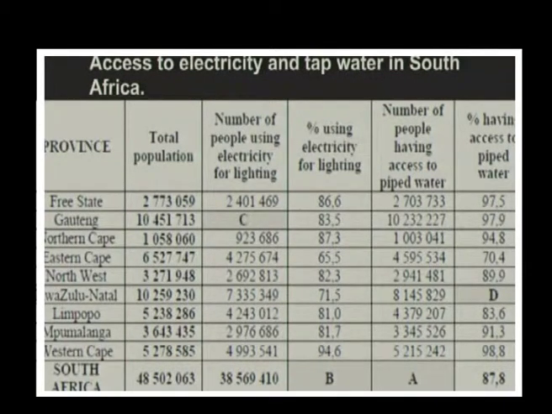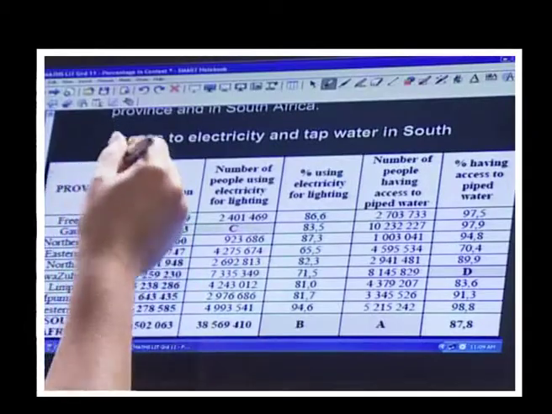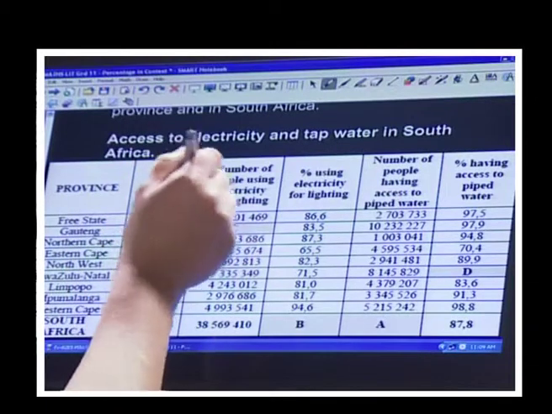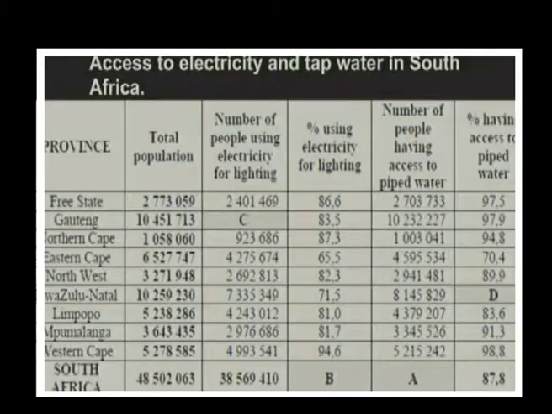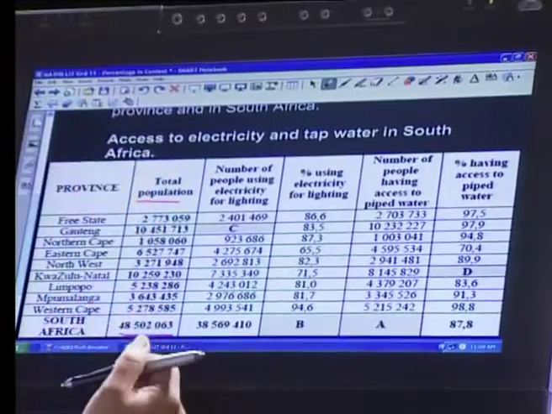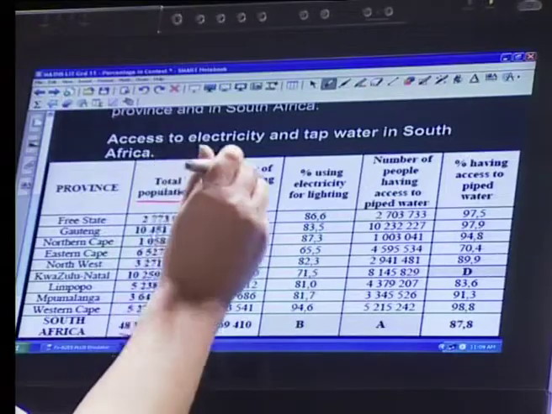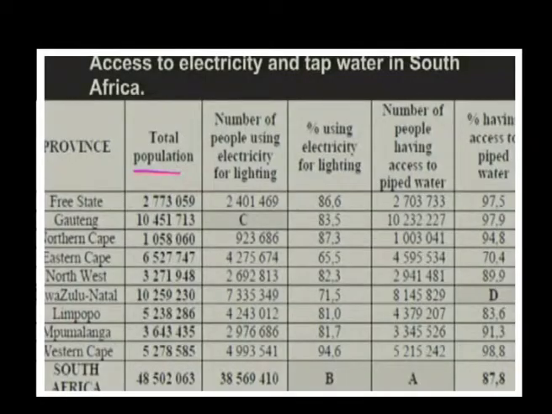That's our total population. So we can see that the Free State in 2007 comprised 2,773,059 people. So that's our total population, the number of people. Under our South African column, we can see the total amount of people in South Africa when the survey was done. Now we're looking at the number of people using electricity for lighting. So this is the number of people using it in each province. And then we've got a C, which we know we're going to have to calculate later.